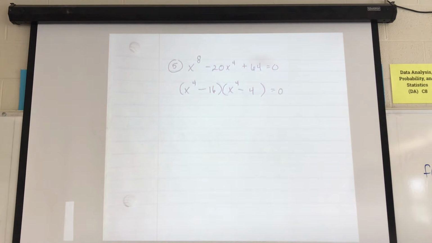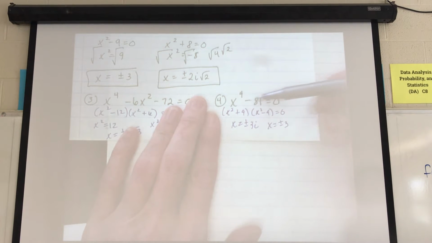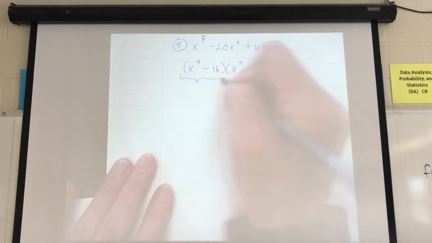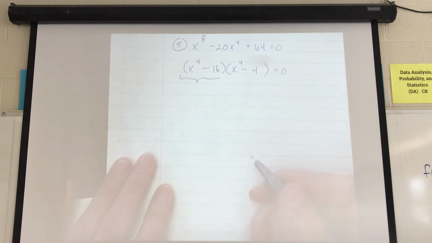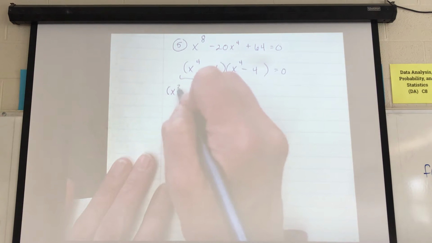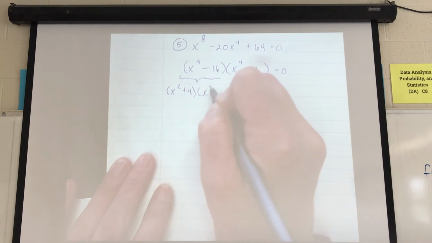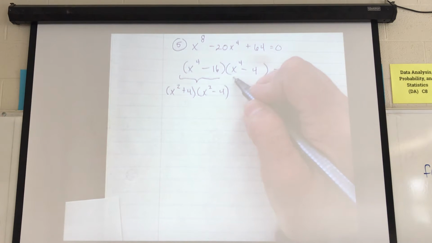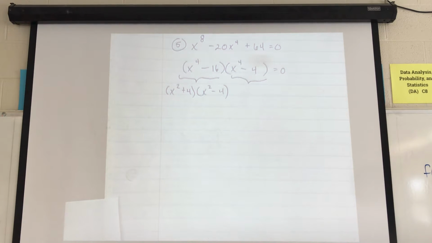Now, I know it's tempting right now to go x to the 4th minus 16 equals 0 and, I don't know, 4th root it or something. However, you want to think about the last problem we just did. The last problem was x to the 4th minus 81, and we did a difference of 2 squares, x squared plus 9 and x squared minus 9. So at this stage, I'm going to factor these further. I'm going to factor this guy. That's a difference of 2 squares. It's going to factor into x squared plus 4 and x squared minus 4. And then we're going to factor this guy. So finish that problem off.